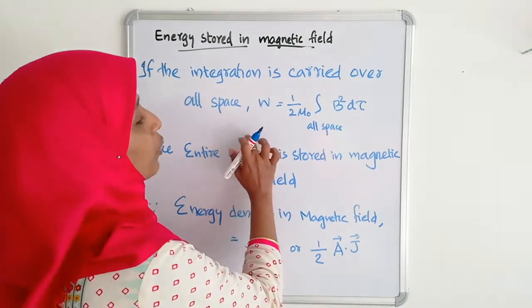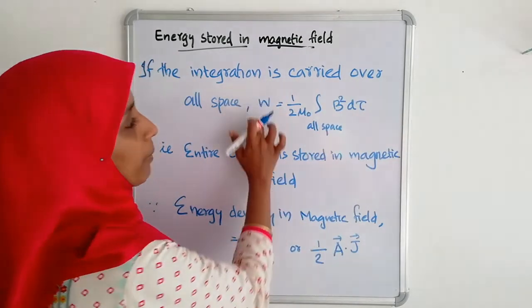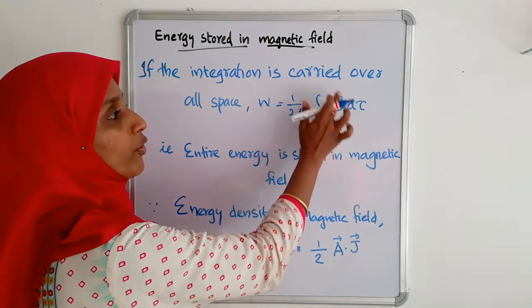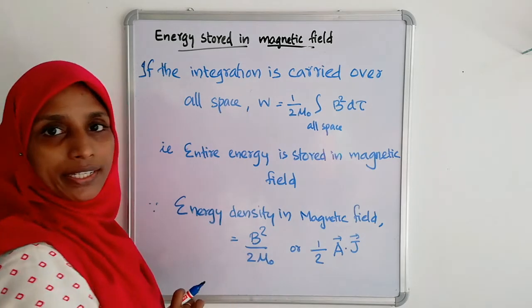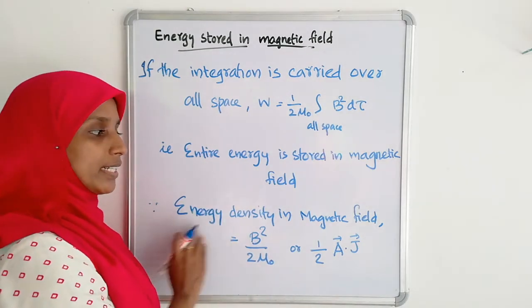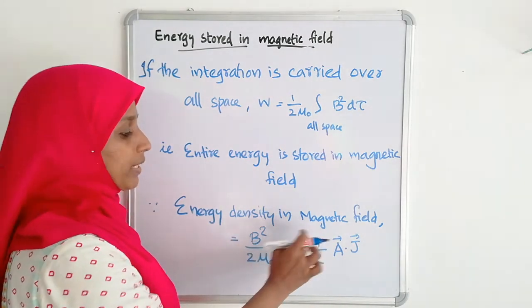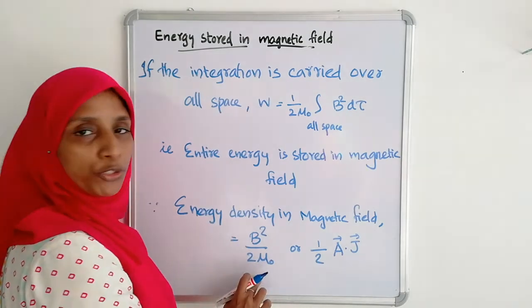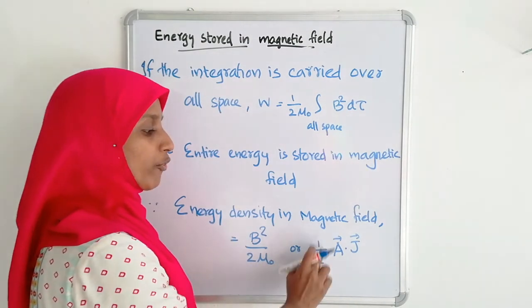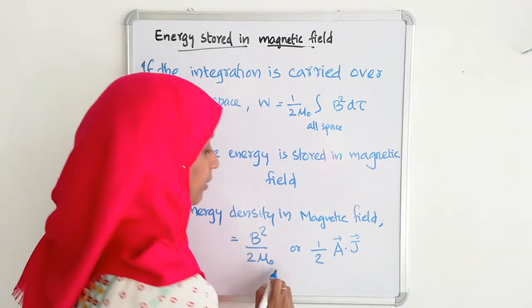The energy stored in a magnetic field can be written as W is equal to 1 by 2 mu 0 integral over all space B square d tau. From this, the energy density in a magnetic field can be written as B square by 2 mu 0, or equal to 1 by 2 A dot J.